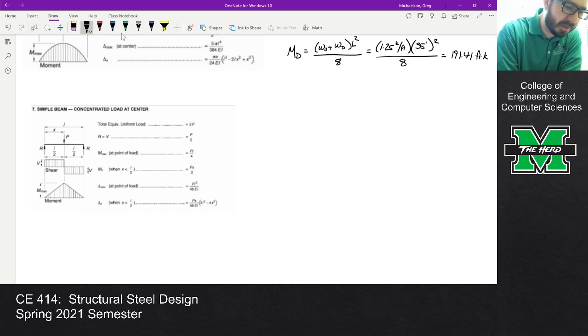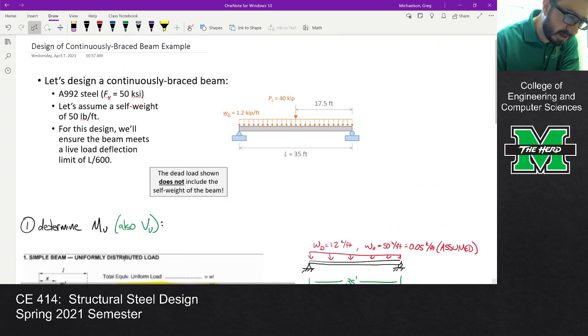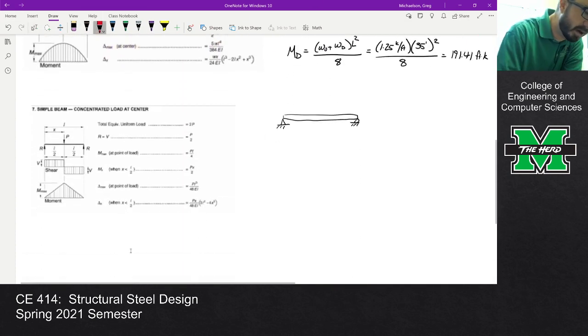So for the live load, I have a beam and I have a point load at midspan, and that point load at midspan is 40 kips. So I have a 40 kip load, and this is 17.5 feet, 17.5 feet, and this is 35 feet.